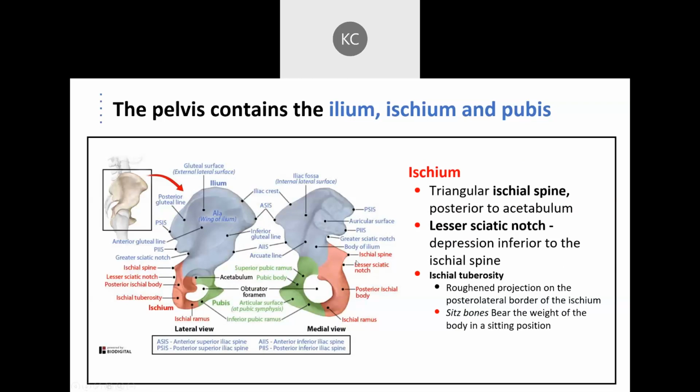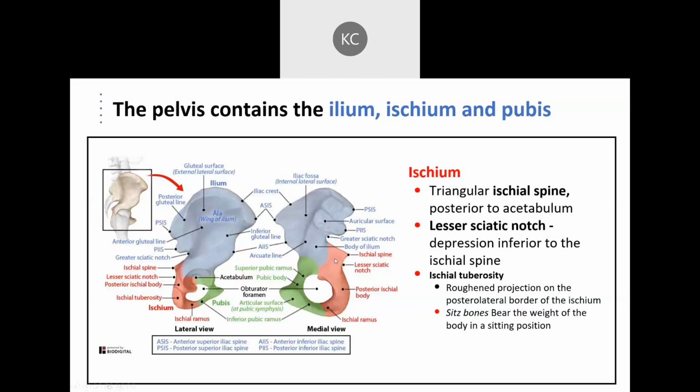It has an ischial spine, so this posterior region here that allows for the attachment of a connective tissue ligament in the pelvic region. And then above and below this ischial spine, you have what are called sciatic notches. All right. So if you are above the spine, you call it the greater sciatic notch. If you are below the spine, you call it the lesser sciatic notch.